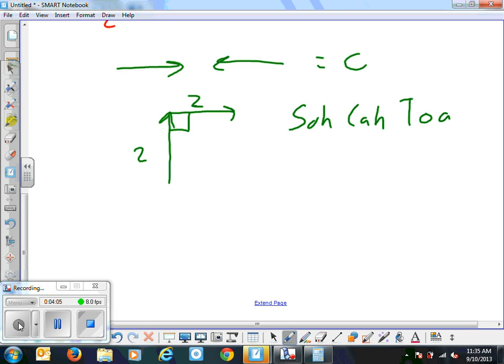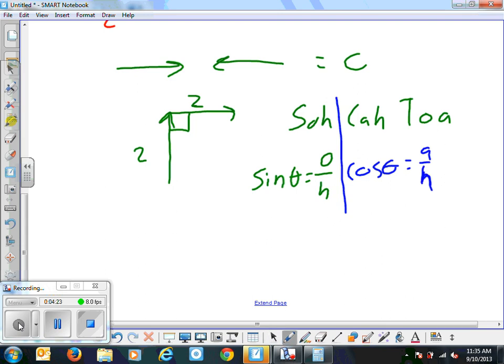If you don't remember what this means, sine theta is equal to the opposite over the hypotenuse. Cosine theta is equal to adjacent over hypotenuse. And tangent theta is equal to opposite over adjacent. And these are all talking about the different legs of a right triangle.